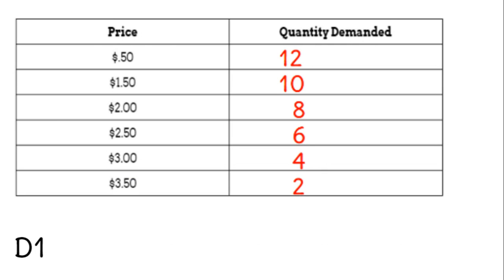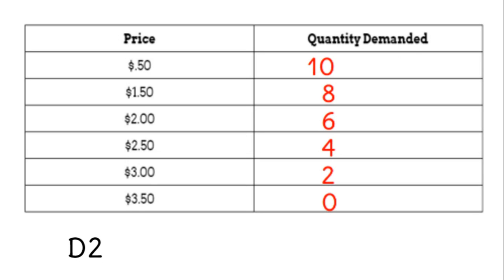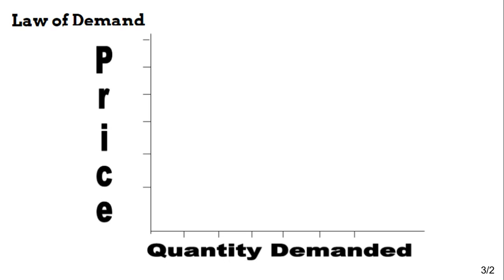All right, so let's go back to these. And if you'll notice, I have them switched this time. So at 50 cents, I have 12. That's going to be your D1 chart. And at 50 cents, I have 10. That's going to be your D2 chart. All right, so go ahead again and label your price and your quantity demanded. Pause the video if you need to.